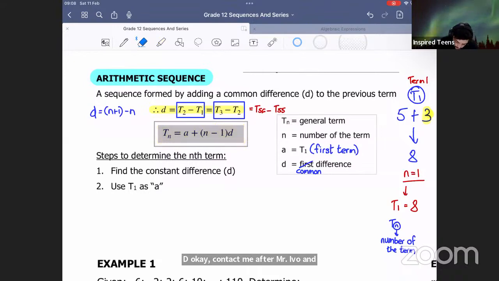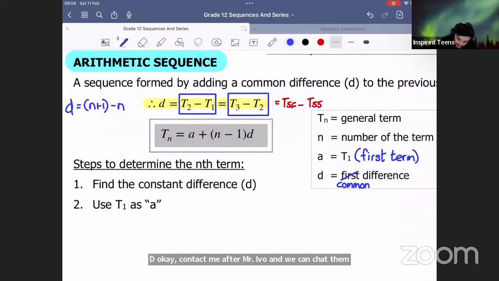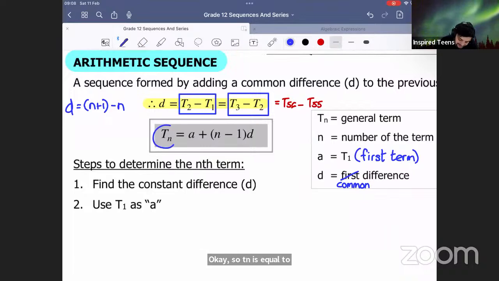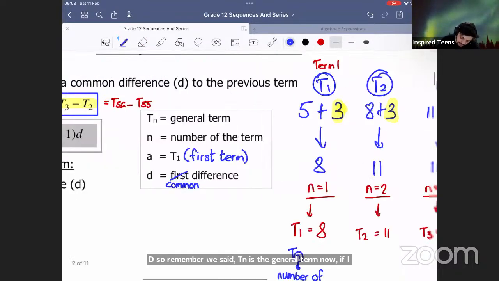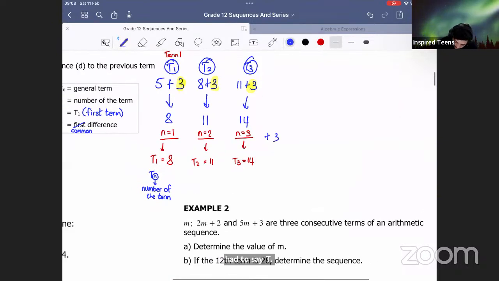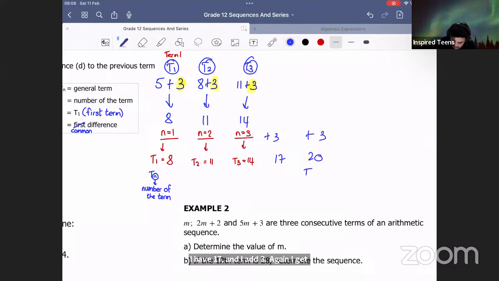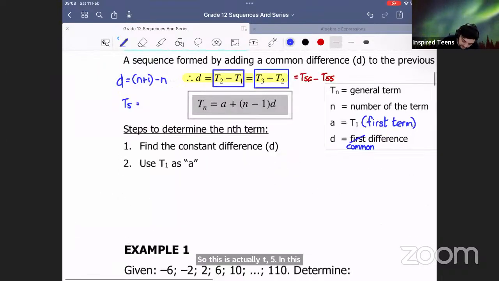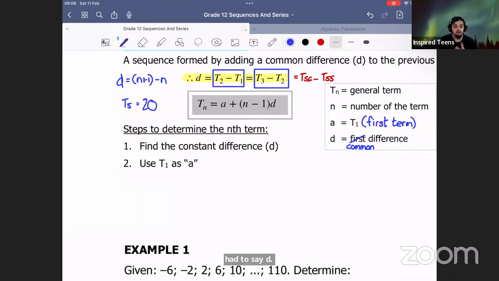So Tn is equal to A plus n minus 1 times D. Remember we said Tn is the general term. Now, if I had to say T5, in this specific pattern, I'm going to add 3. I have 17 and I add 3 again, I get 20. So this is actually T5 in this case. If I had to say T5, that would be equal to, what did we say? 20.